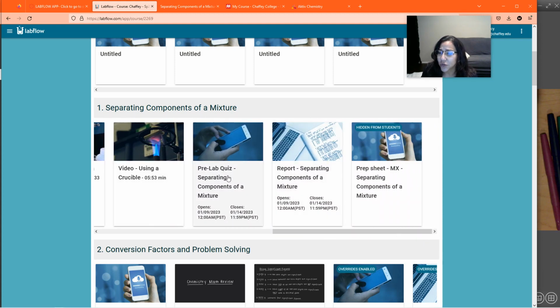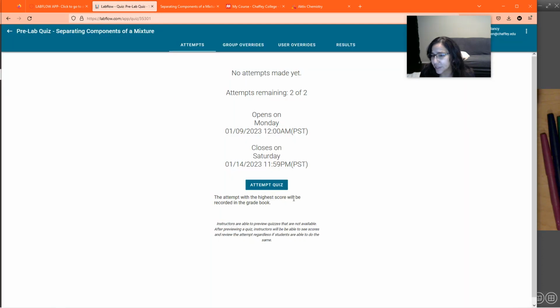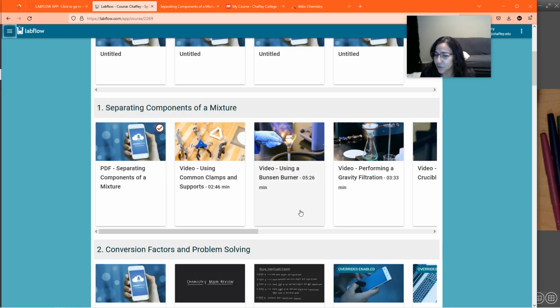As you move forward, you're going to have a pre-lab quiz. Okay, so you're going to open it up. It's going to say, do you want to attempt the quiz? You have two tries on these quizzes. So two attempts per quiz, and it always takes the highest grade. Right? So always attempt to get that higher score.